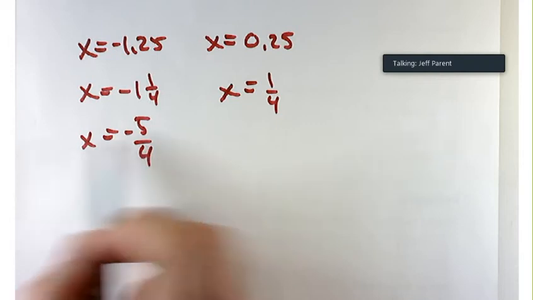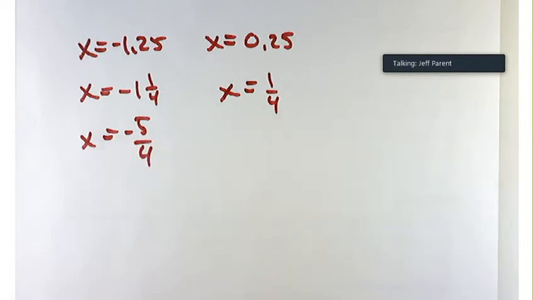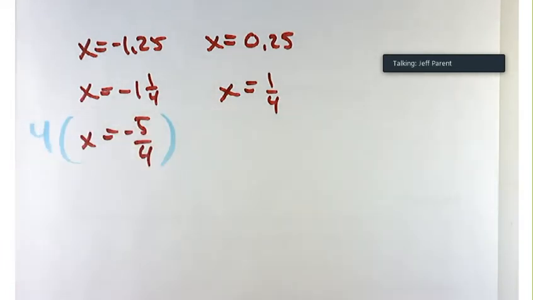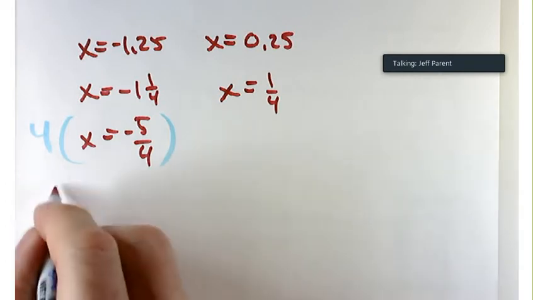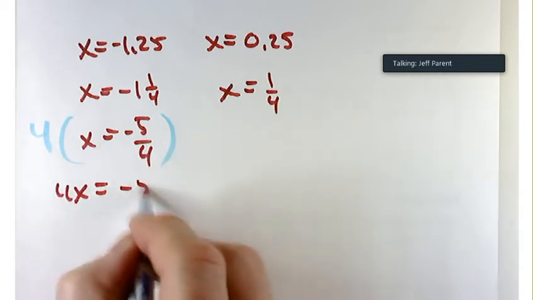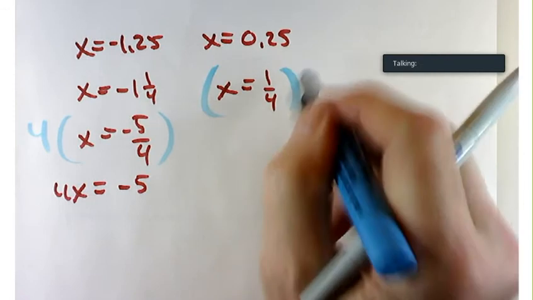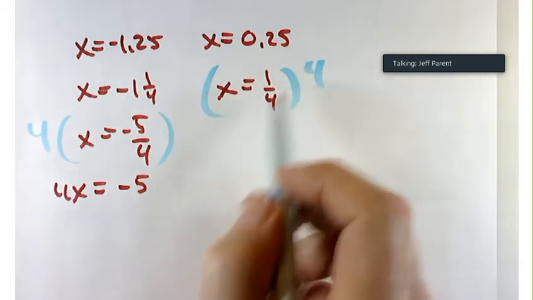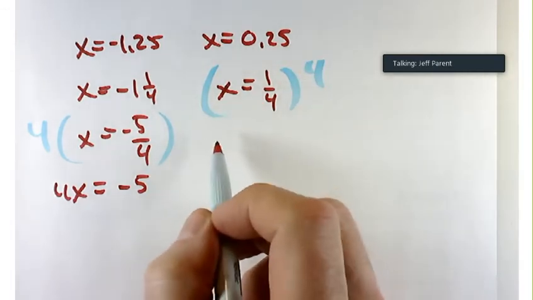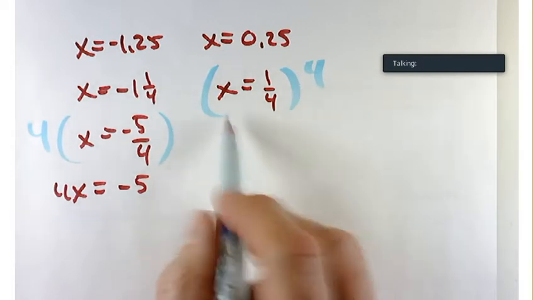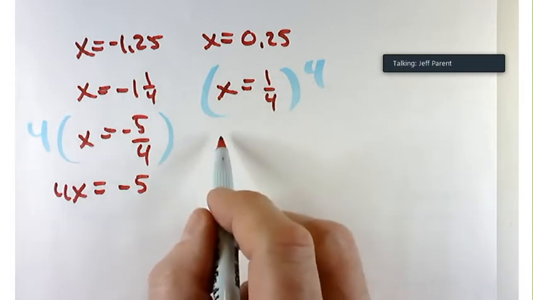Now, let's multiply both sides by 4 here to get rid of the denominator. I want to clear out that fraction. So I'm going to multiply both sides by 4. On the left-hand side, that gives me 4x. On the right-hand side, I get negative 5. I'll do the same thing for this one over here. I'll multiply this by 4. Can anyone tell me the equation I get now? What would that give me? What equation if I multiply both sides by 4?